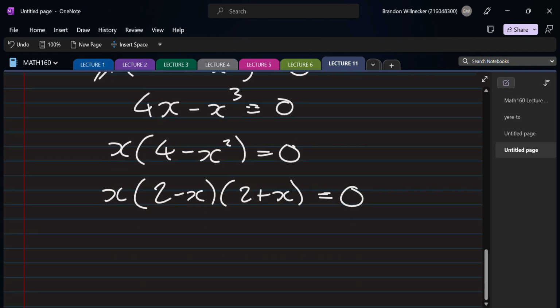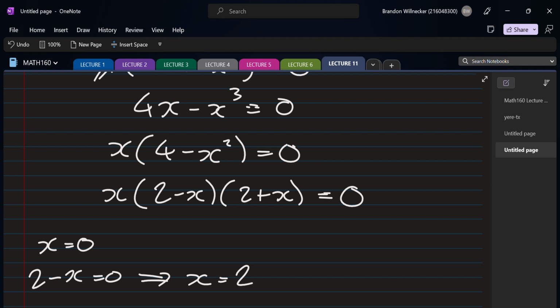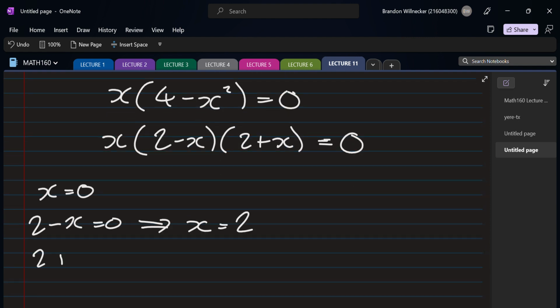Okay, so here we've got 3 values that we need to look at. So for the first one, we get x is equal to 0. 2 minus x is 0. That gives us x is equal to 2. And then 2 plus x equals 0. That gives us x is equal to minus 2. So now when we draw that line and we look for the plus and the minus, we've got 3 points separating the intervals.